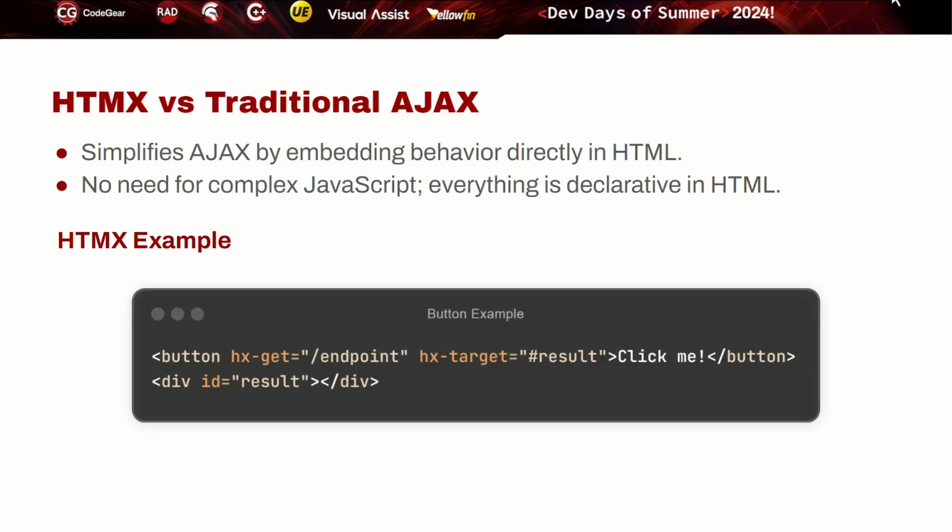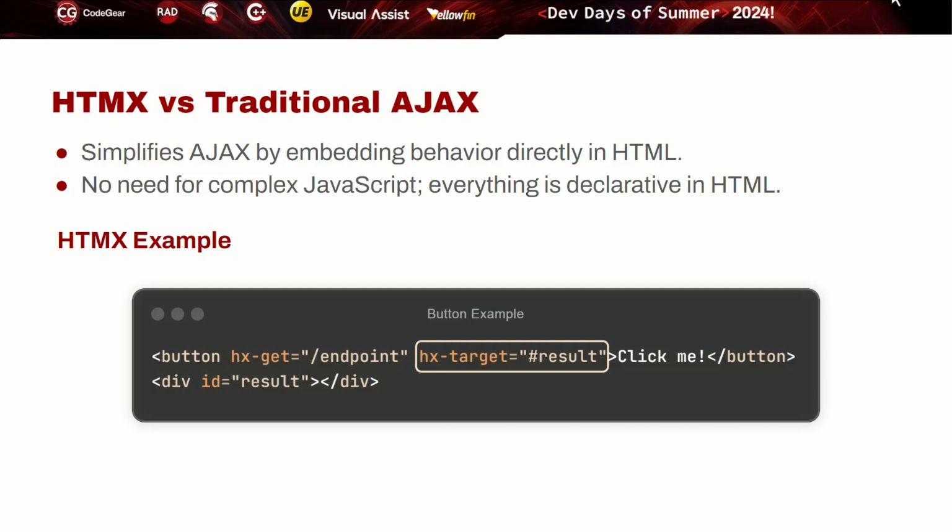We have two tags. We have a button and we have a div. And as we can see here, we have the hx-get, which is not an HTML standard attribute. But every time you see something hx, it means that it's HTMX. And in this case, we're saying to this button, hey, whenever you get clicked, send an AJAX request to this endpoint.